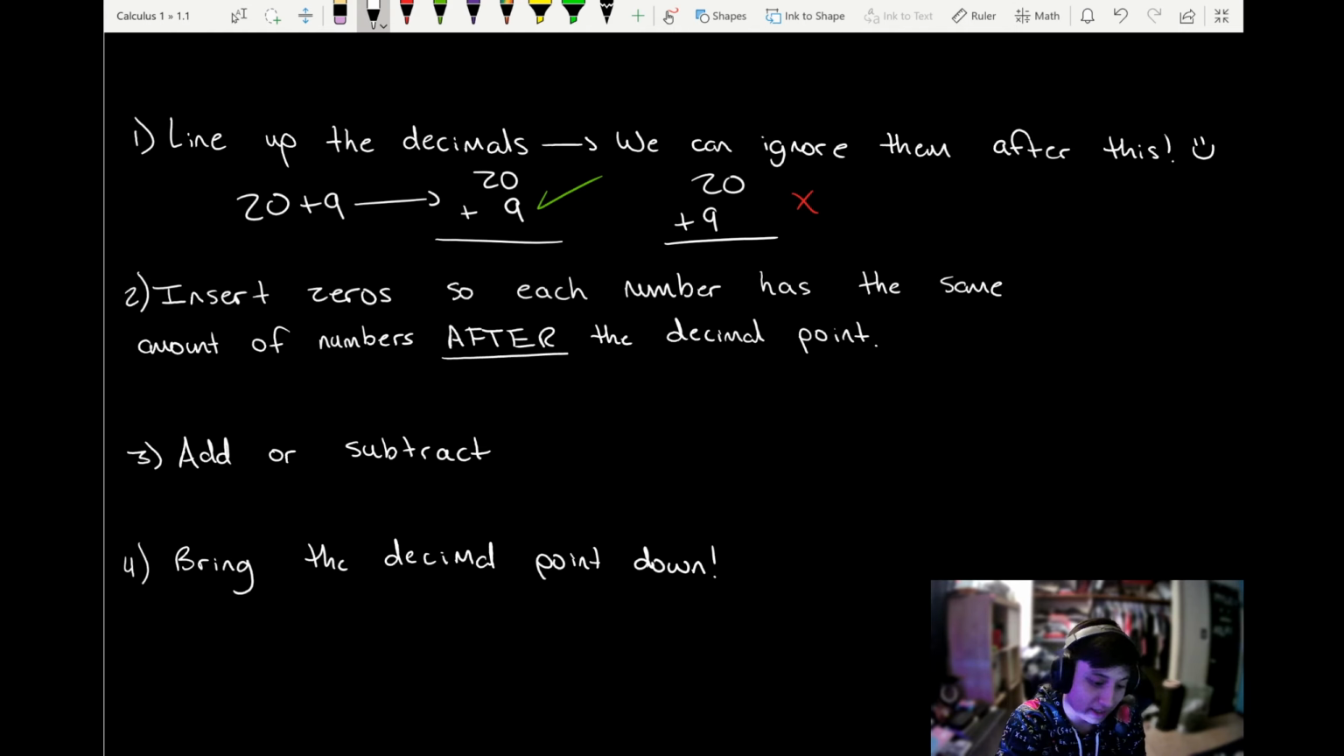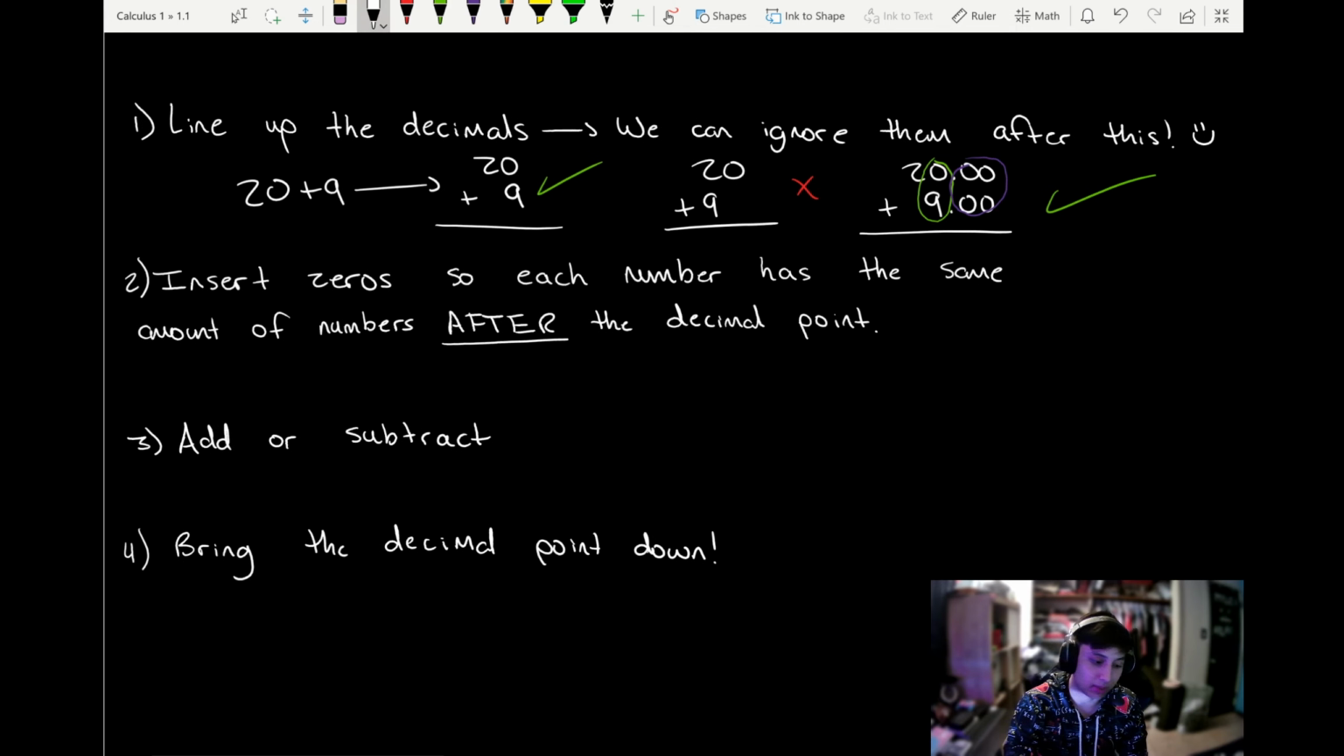If we wanted to add decimals to this, it'd be like 20.00 plus 9.00, right? And that's still good. You see how this 0 and the 9 are still lined up, and now we just have extra decimals, right? Extra zeros, I mean. So cool. So keep that in mind.